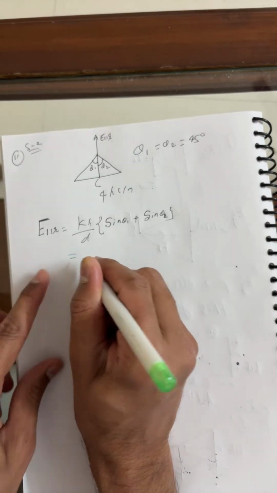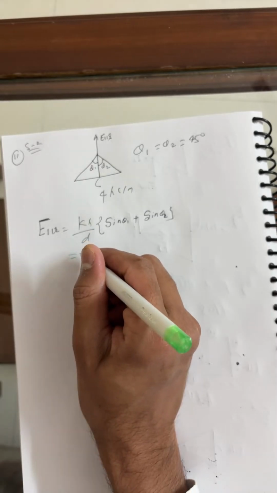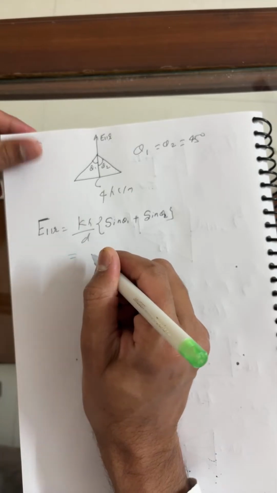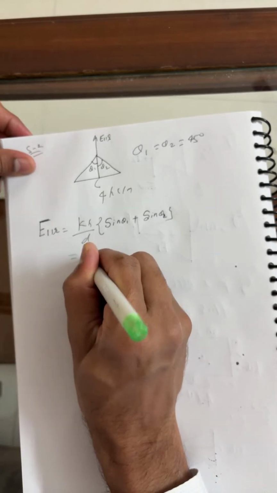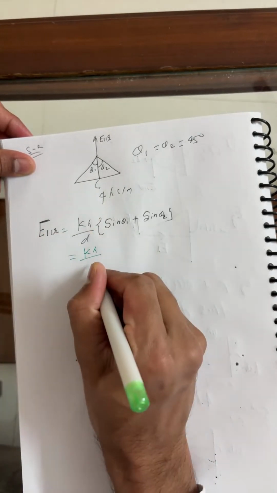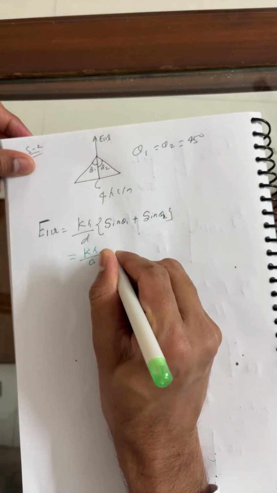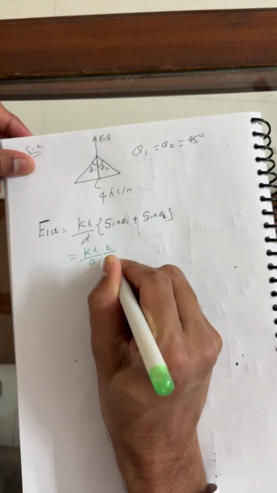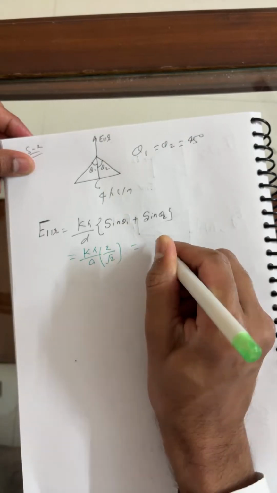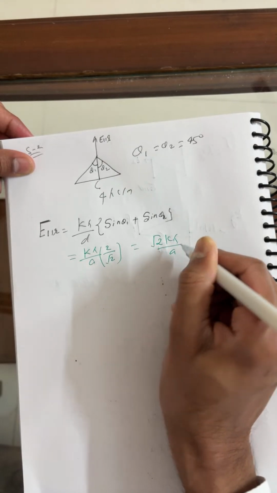Okay Anurag, you change your answer. Then wait, Anurag. This is K lambda by D, and D remains A here. So this is 2 by root 2. Multiply and divide, so you will get root 2 K lambda by A.